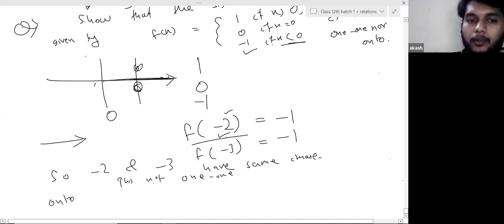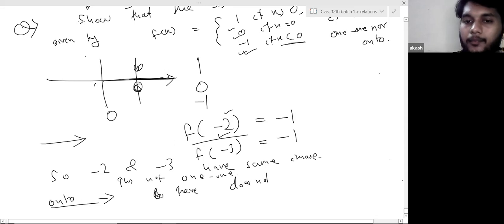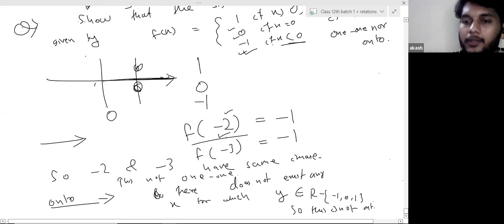Now on to how to check the onto function. You will never get 2, 3, 4, 5, 6 or anything, right? The result is always 1, 0, -1. That means there does not exist any x for which y belongs to R minus {-1, 0, 1}, right? So this is not an onto function.